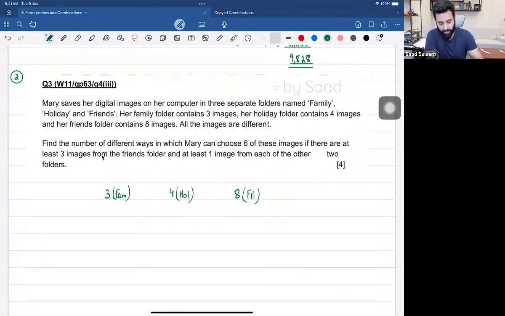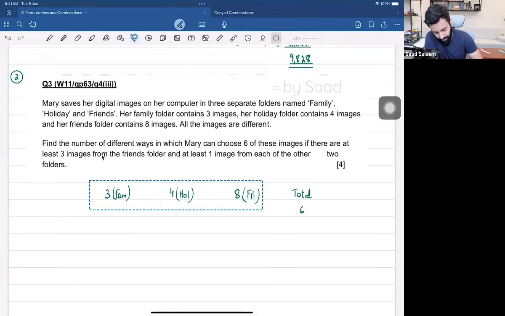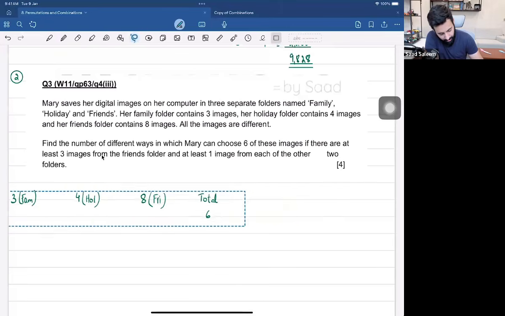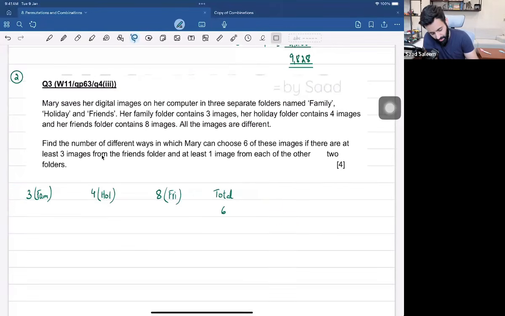Okay, so far all I've done is just written the information. Remember that the total, no matter what happens, must be equal to what? Must be equal to 6. Why? Because that's what the question says, that Mary can choose 6 of these images. Okay, so that's what she does. She can choose 6 of these images.